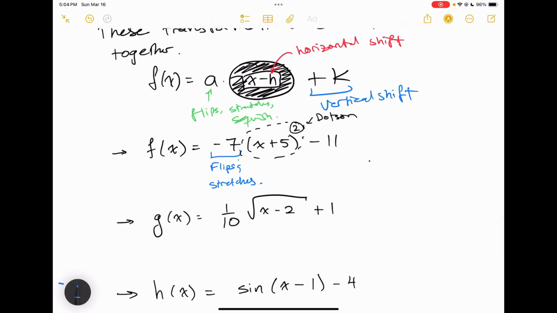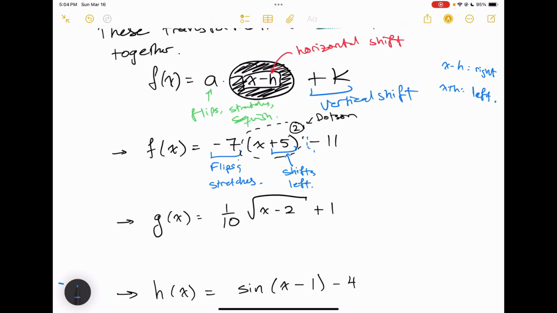Now let's look at the next thing. This thing sitting on the inside, this plus 5. Remember, this one was tricky, but we have x minus h. So if we had x minus h, we knew that it would be a rightward shift, while if it was x plus h, it'd be a leftward shift. X plus 5 over here indicates that it's going to be a leftward shift. So here we say that it shifts left.